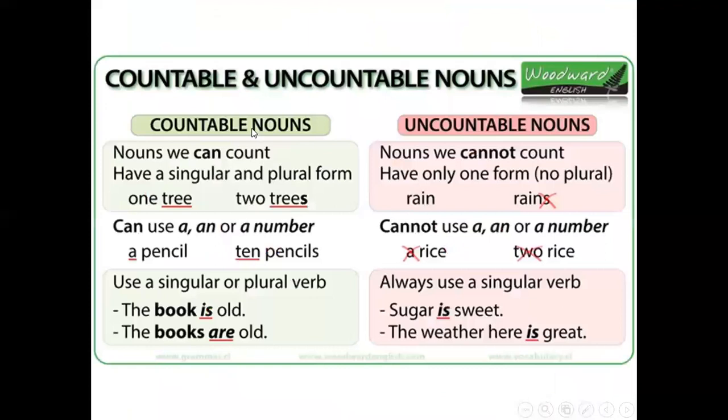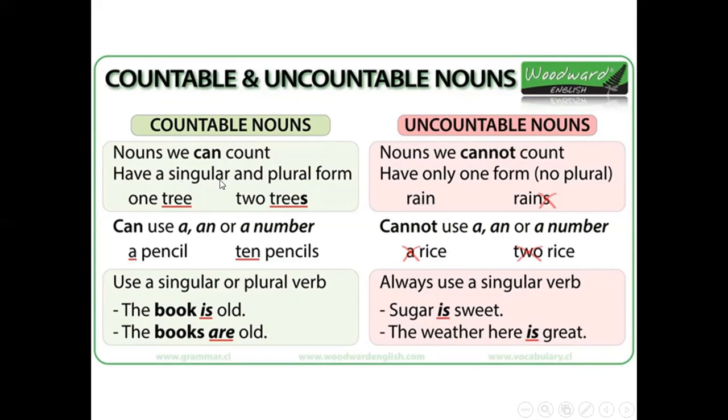So here you should understand the difference between countable nouns and uncountable nouns. We will start with countable nouns. What do you mean by countable nouns? It comes from the word count. So these are nouns which we can count, such as tree. It's a singular noun, and the plural is trees. So the countable nouns may be singular or plural.